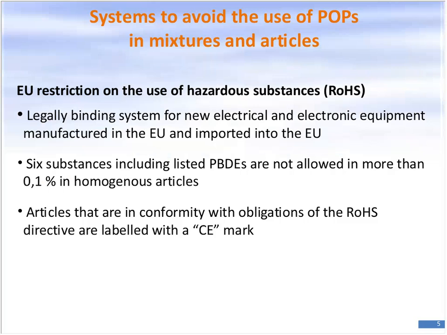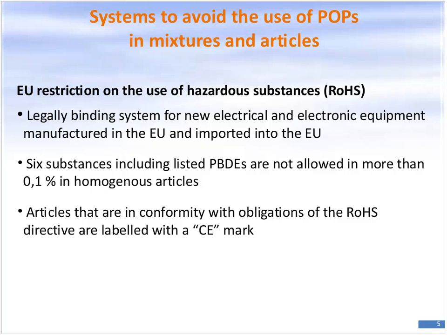For example, there is a European Union restriction on the use of hazardous substances in electrical and electronic equipment. In this regulation, there are 6 substances, including polybrominated diphenyl ethers, which are now listed as POPs, as tetra and pentabromodiphenyl ether and hexa and heptabromodiphenyl ether. These are not allowed in more than 0.1% in homogeneous articles that are part of the electronic equipment.